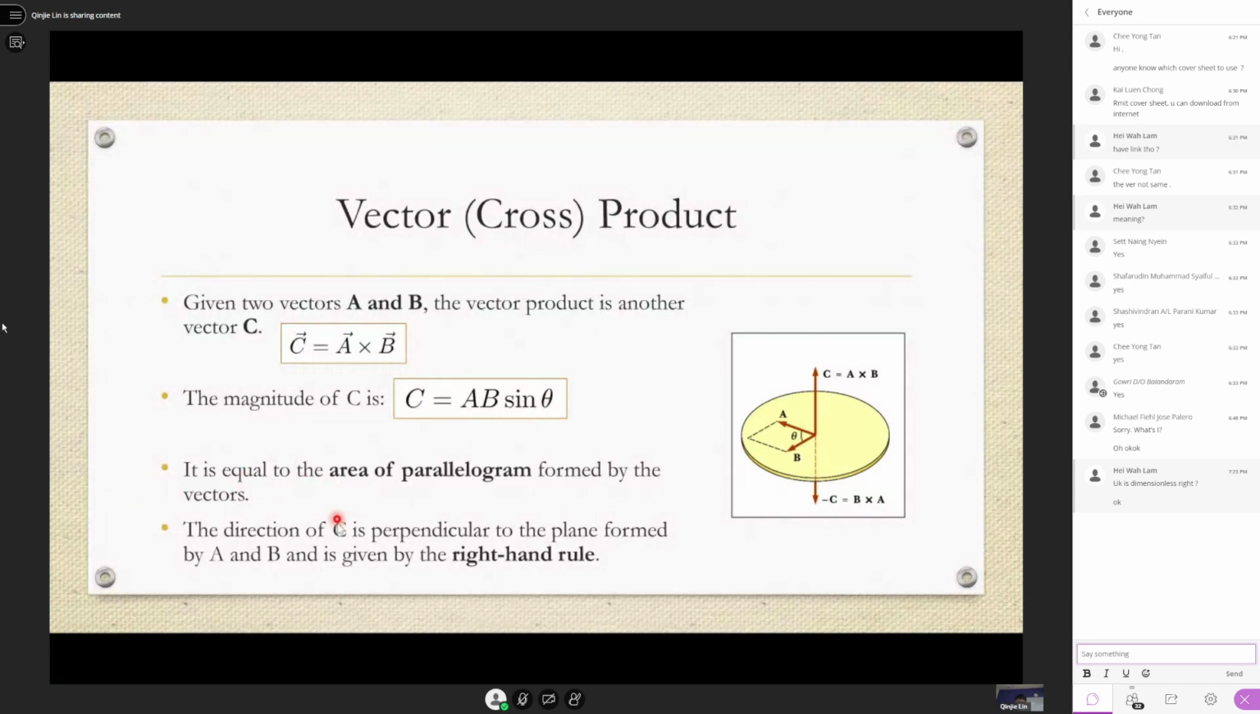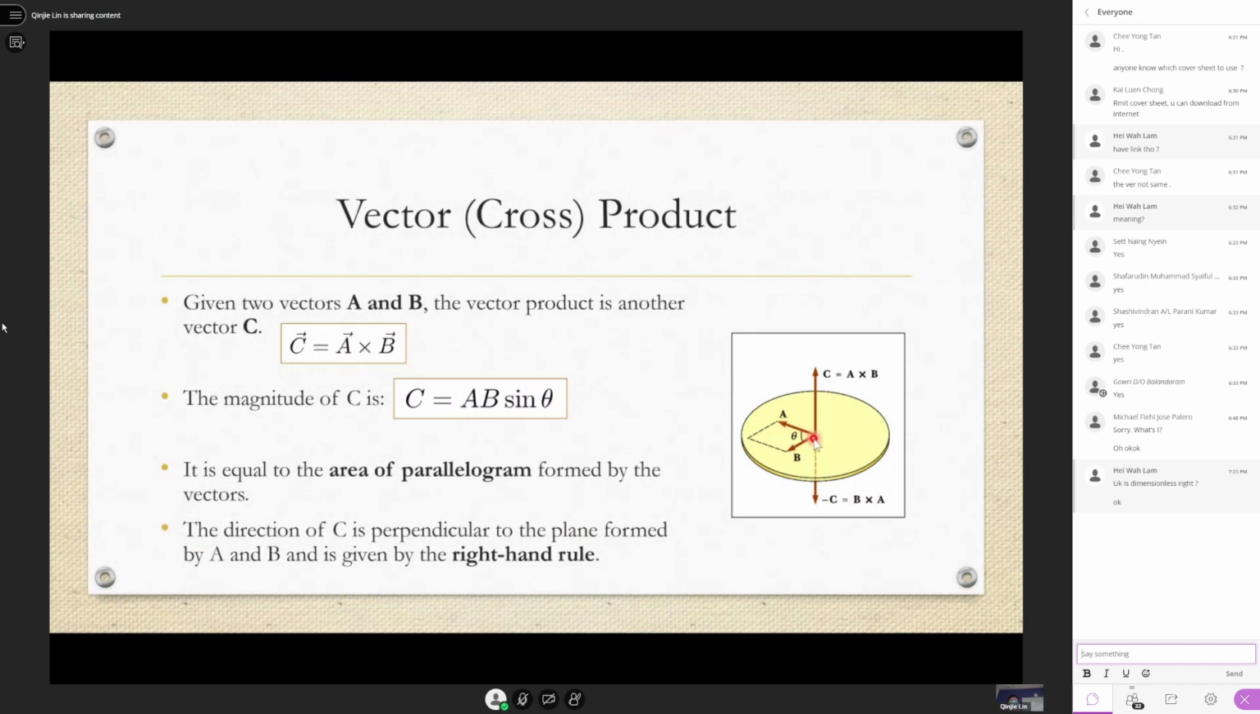It is equal to the area of the parallelogram formed by the vectors. So imagine you have A here, you have B here, right? If you imagine a parallelogram formed by this A and B, this magnitude is actually equal to the area of that. Another thing is the direction of C is perpendicular to the plane formed by A and B and is given by the right hand rule.